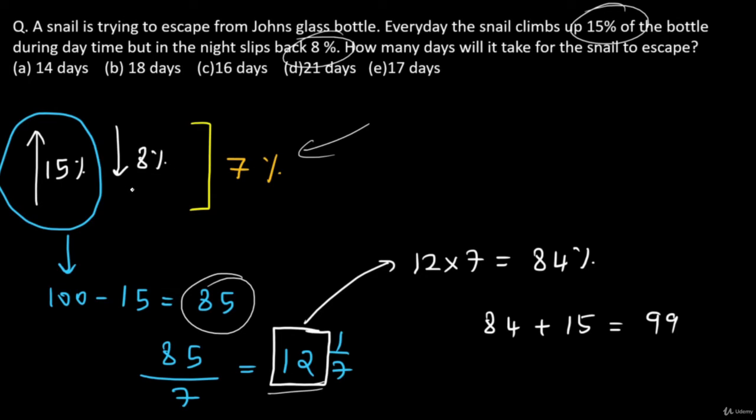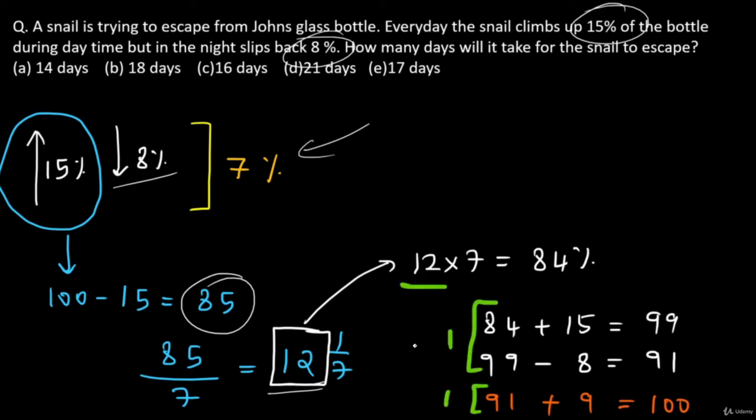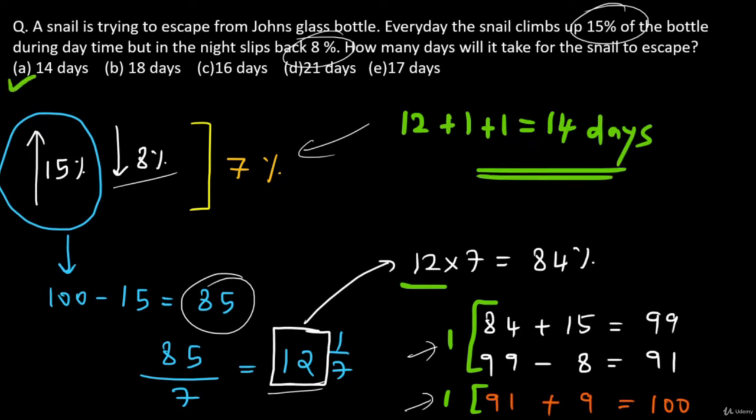Then again slips back 8%. So 99 minus 8 is equal to 91%. On the next day, what happens? The snail starts at 91%. So the snail just needs to move 9% up and it crosses the bottle, right? So we have 12 days over here, and this happens in one day, and this is the next day. So a total of 12 plus 1 plus 1, that is 14 days is required for the snail to escape.